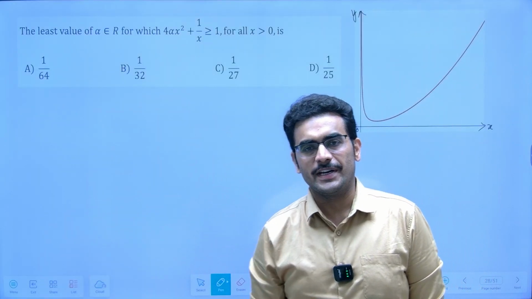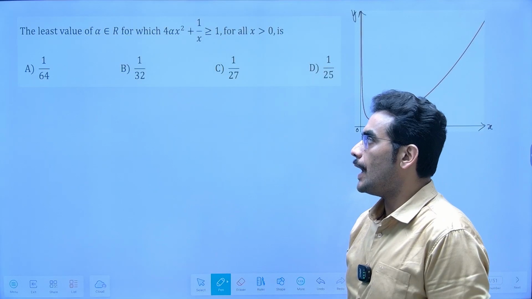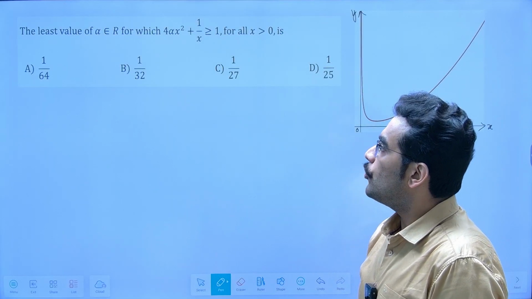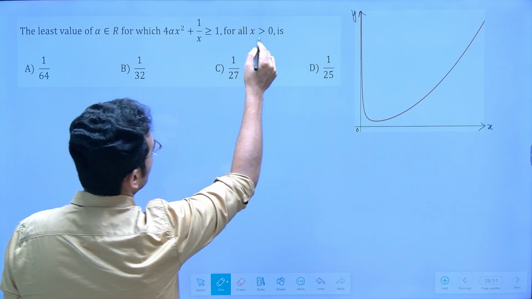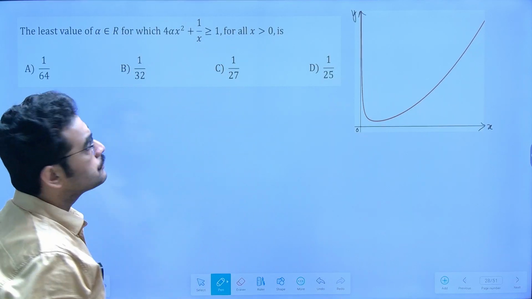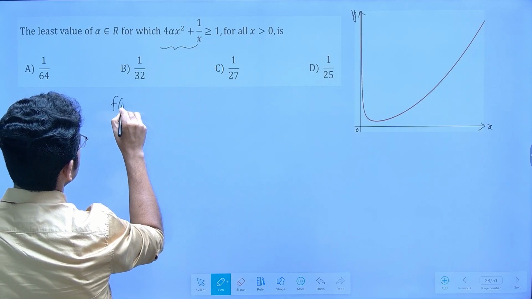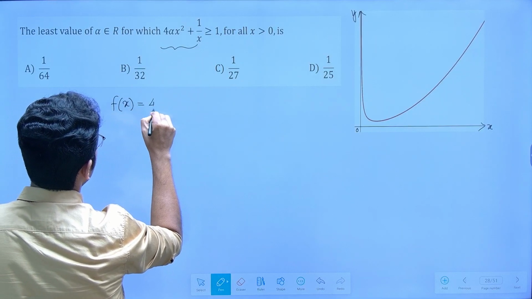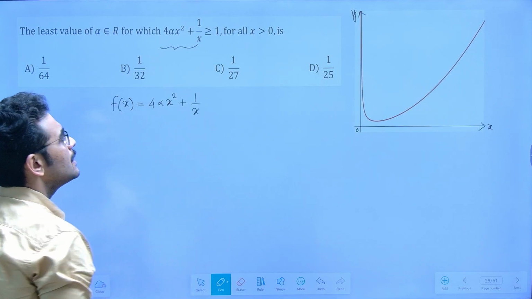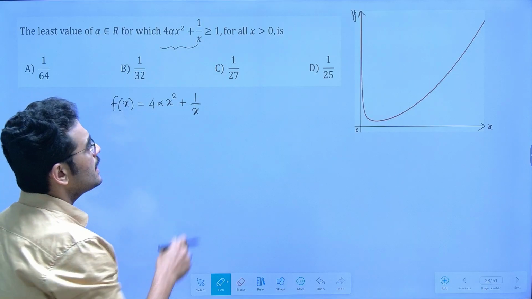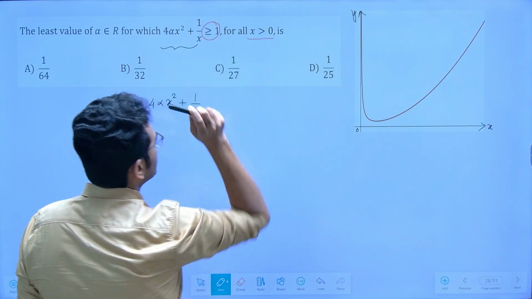Let's take this previous JEE Advanced question. It says the least value of alpha belonging to R, for which 4 alpha x square plus 1 by x is greater than or equal to 1 for all x greater than 0. So let us consider this to be our function f(x). So f(x) equals 4 alpha x square plus 1 by x, and the function should always be more than or equal to 1 for all x greater than 0.